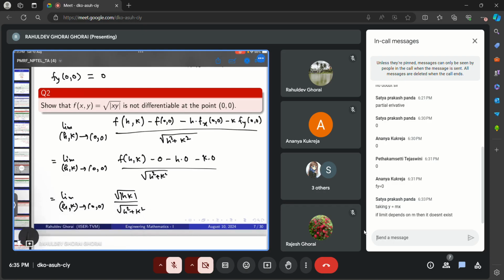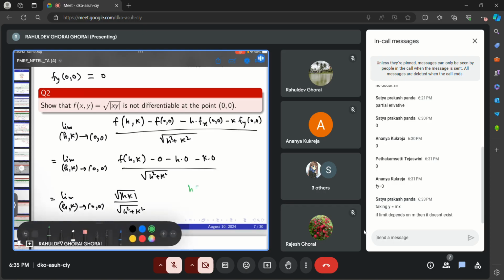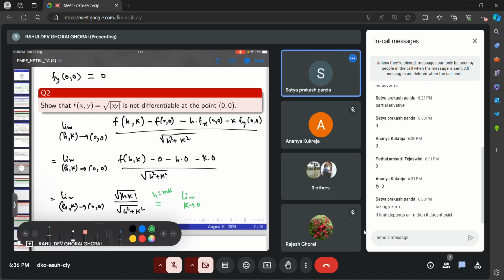Okay, you choose the path h equal to mk, then you will see the limit will be this limit. I will be writing the path h equal to mk. When you take the h equal to mk path, this limit, if it exists, should be taken as k tends to 0 only, because h tends to 0 implies k tends to 0 also, or k tends to 0 implies h tends to 0 also. Then it will imply the limit does not exist.